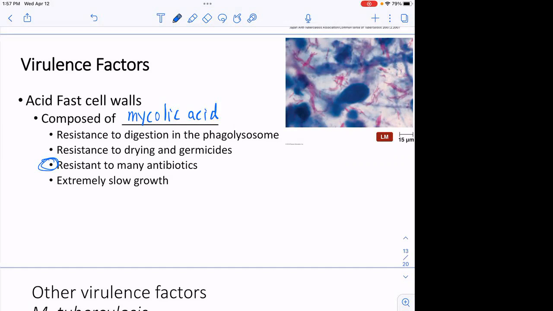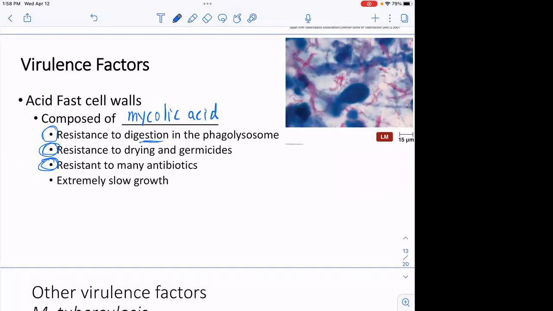It does protect the organism out in the environment. If a person coughed out a Mycobacterium tuberculosis bacilli, it would probably stay viable for weeks on some surface. Compare that to maybe a day or two for an enveloped virus. So again, it keeps it from drying out. When it's phagocytized, it often will resist digestion, or sometimes the phagolysosome doesn't fuse with the phagosome in the first place.